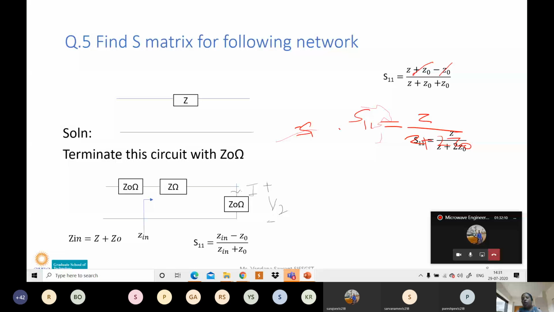So write down this S11. Now as this network is symmetric, S11 is equal to S22. Okay, everyone has got till here. Now we have to find out S21. We have to find out S21.